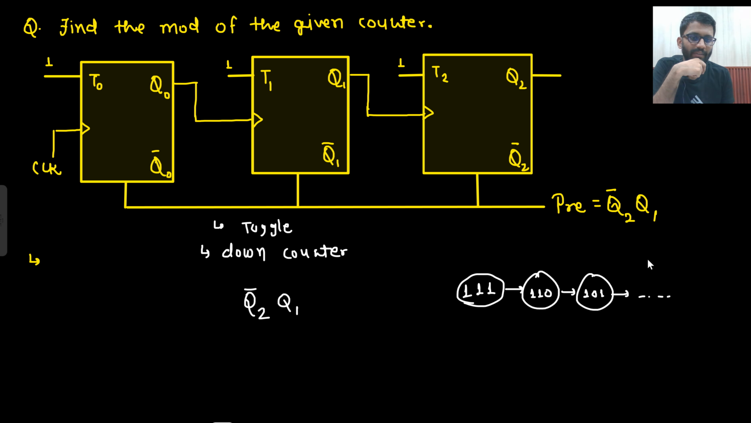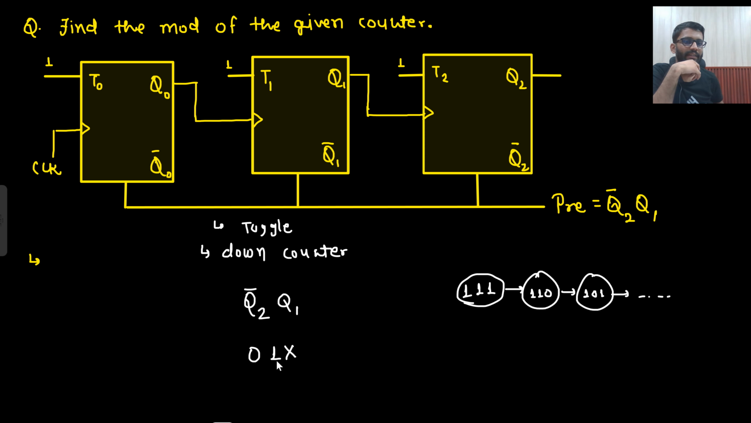Okay, and what is the pre-input? Q2 bar Q1. So he wants Q2 to be 0 and Q1 to be 1, and Q0 is don't care. This is what he wants.